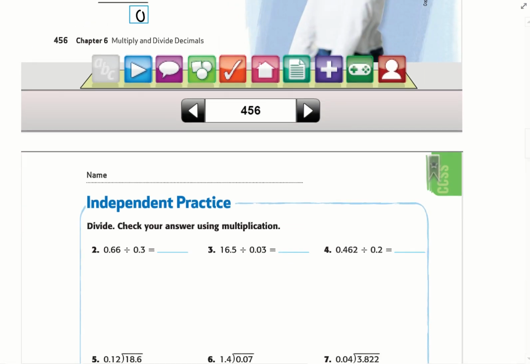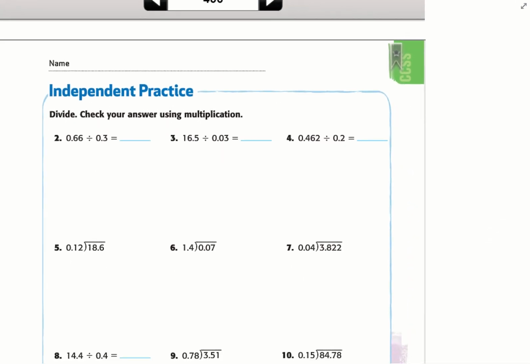Before we move on, I actually do want to do number 2 with you guys. So the first step is we have to rewrite the equation. So I have 0.03 and then 16.5. So the thing we have to do is change my 0.03 to a whole number. In the examples, we've only been multiplying by 10, but in this case, I'm going to multiply by 100, or move my decimal place twice, 1, 2, that way my 3 is a whole number. Whatever I do to my divisor, I have to do to my dividend. So I'm going to move the decimal place there too.